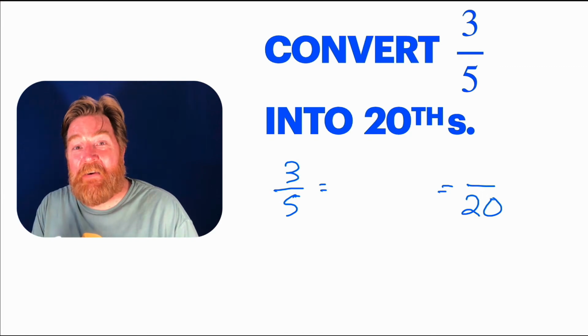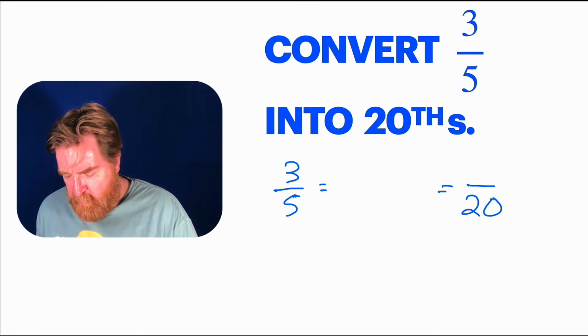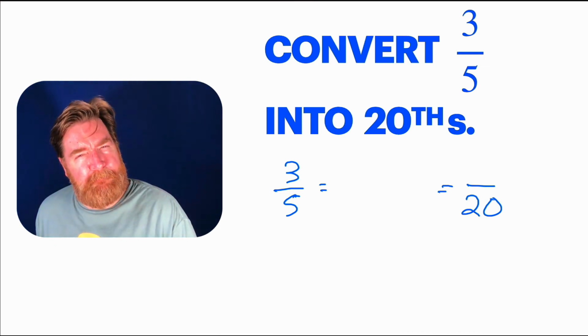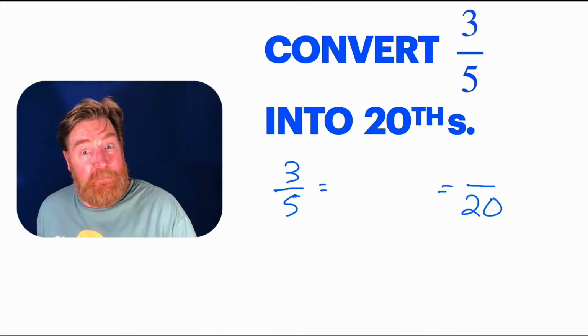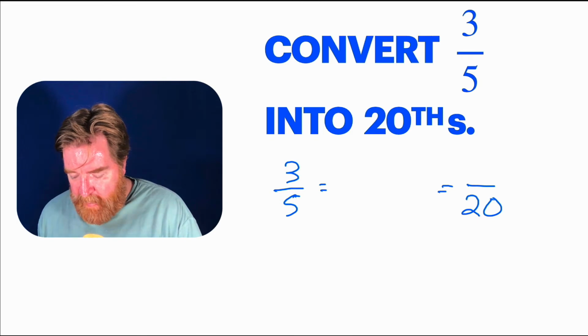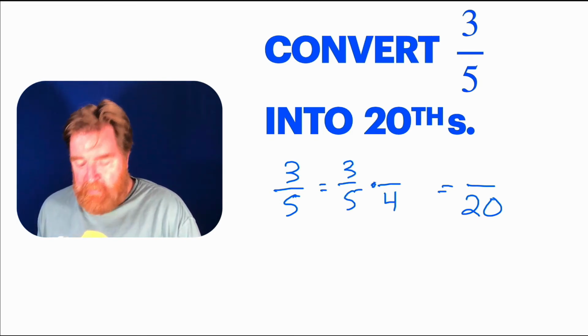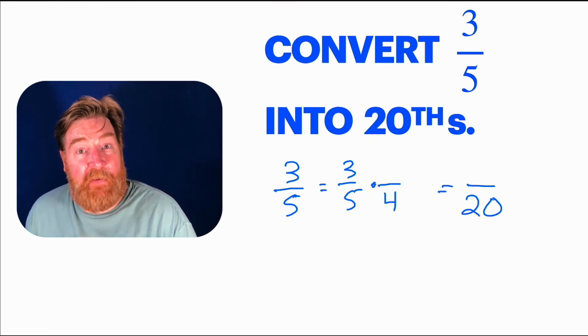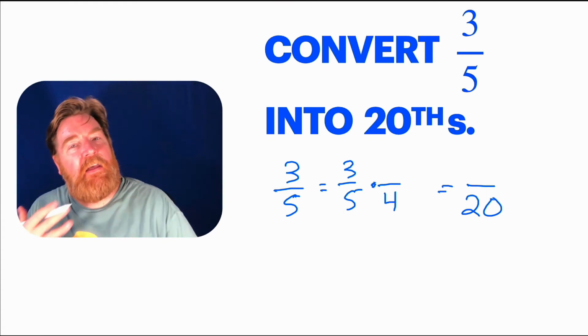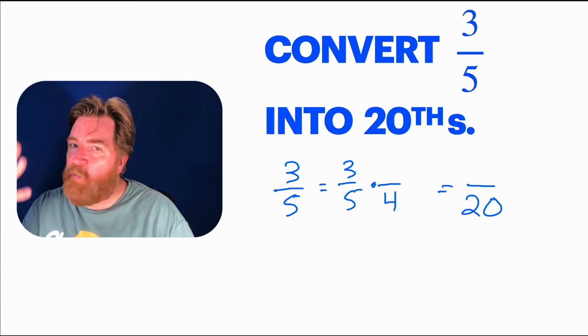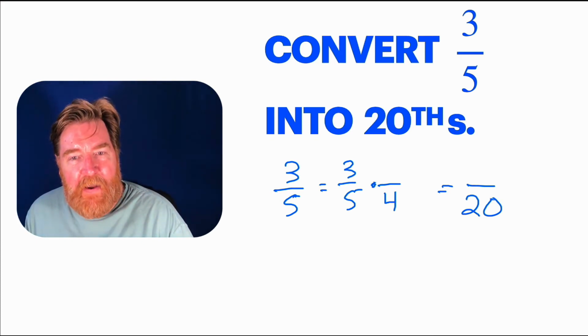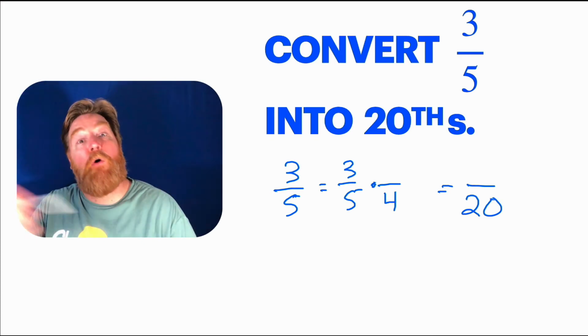Look at those denominators. What would I have to multiply 5 by to get 20? 4, right? I'd need to multiply it by 4. Well, that tells me that in the denominator, I better be multiplying by 4. But if we're going to multiply by 1, then what's the numerator got to be of that fraction? 4. 4/4.